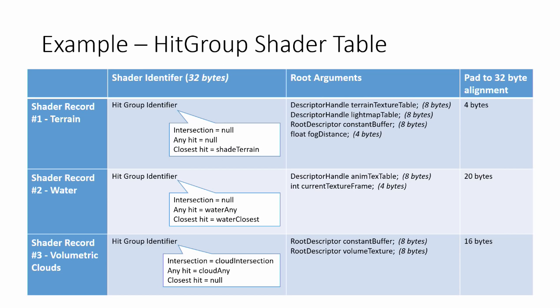And then it also has to be 32 byte aligned. So in this case, my largest set of root arguments is the first shader. I added 4 bytes of padding to round that up to 32 bytes. Then I had to put 20 bytes of padding after my second and 16 bytes of padding after the third. And that creates me a nice little shader table, which I can point the ray tracing pipeline at.